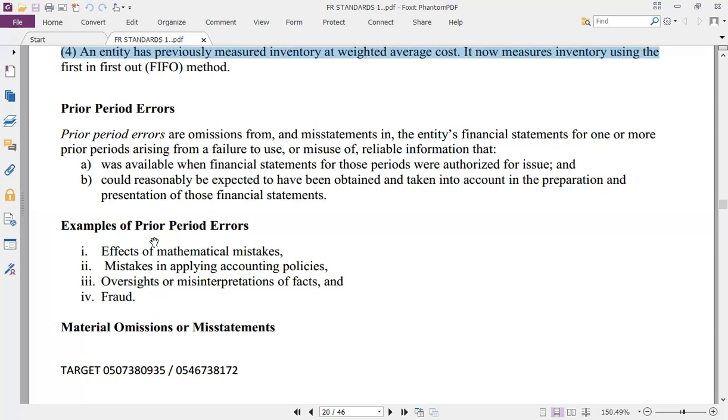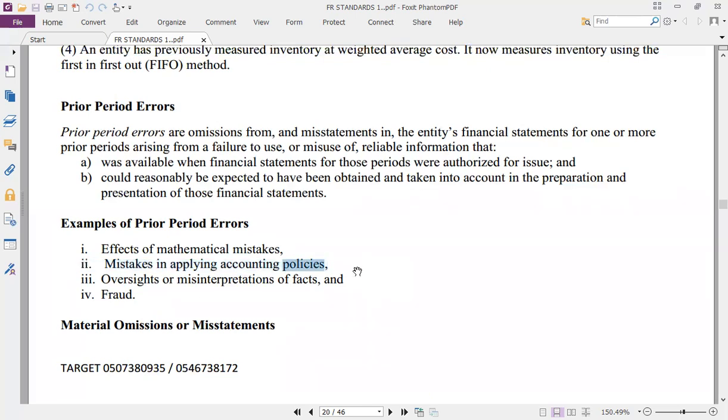Then the second one is mistakes in applying the accounting policy. Mistakes in applying what? Accounting policy. Good. Yes, you have misused the accounting policy. The accounting policy states specifically that it must be treated as an asset, but you are recording it as what? As an expense. So that's an error there. Then oversight or misinterpretation of facts. And finally, fraud, intentional mistake. Yes, that's a fraud.